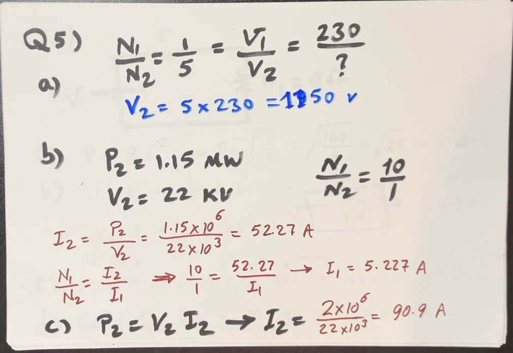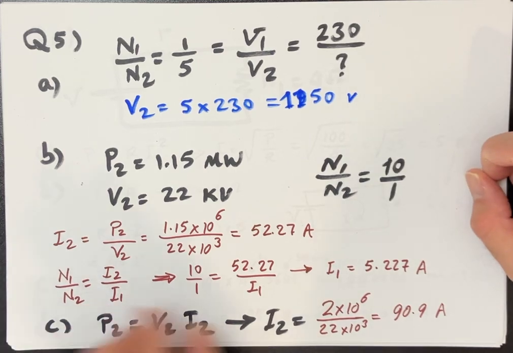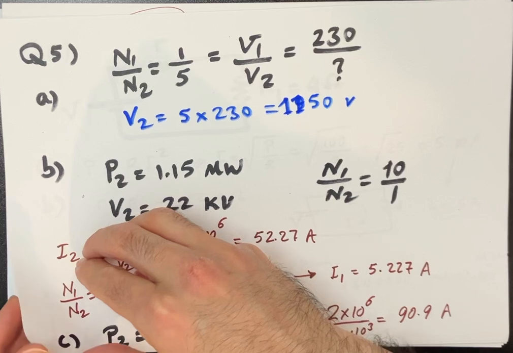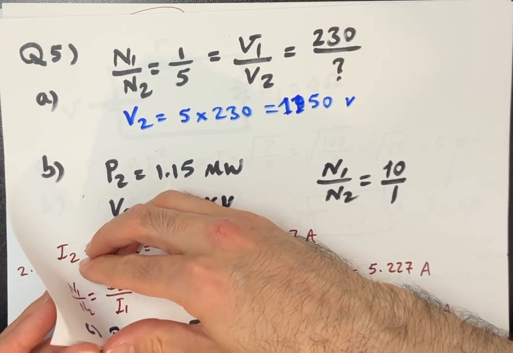Okay. Section C. It's only based on the definition of power. Power equals multiplication of voltage and current. Secondary side, no problem. I2 equals P2 over V2. Everything on the secondary side. P2 in this section is 2 megawatts or MVA. 2 million divided by 22,000 volt, and you get 90.9 amp as the current of the secondary side.